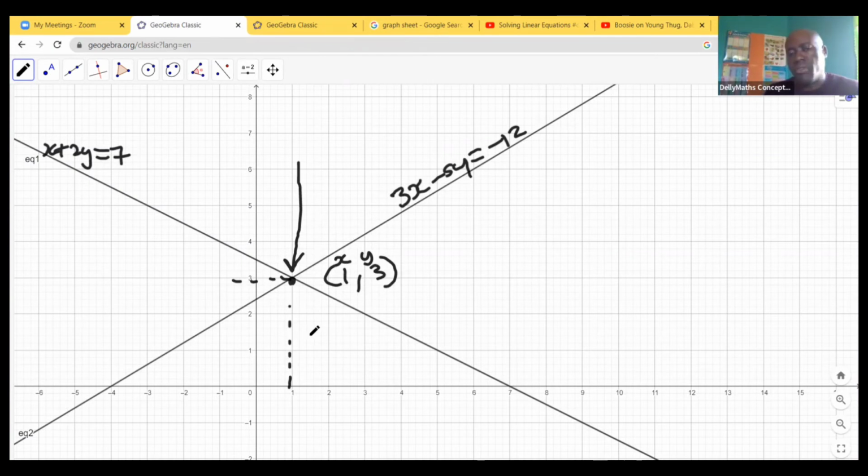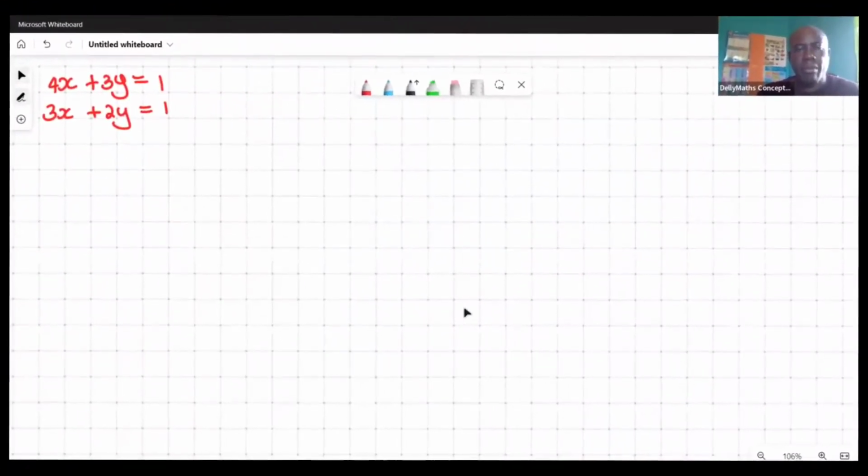So when you solve a system of equations, or linear simultaneous equations, we're looking at where the two lines intercept each other and you're reading off the coordinates. So that's what we just found just now. Let's go back to another one. At this moment, we have 4x plus 3y, which is equal to 1, and then 3x plus 2y, which is equal to 1 as well.